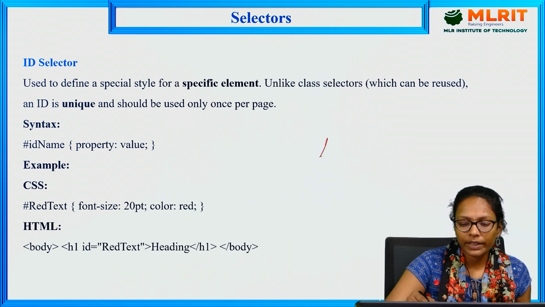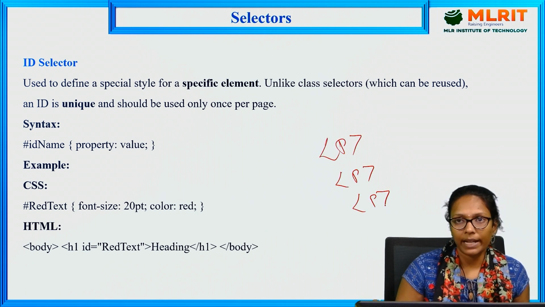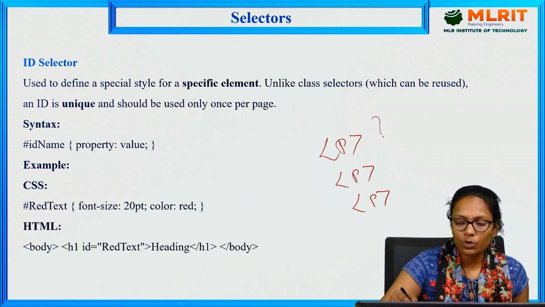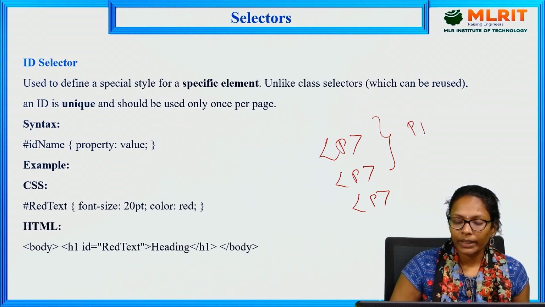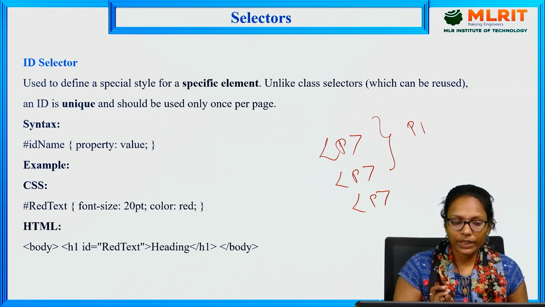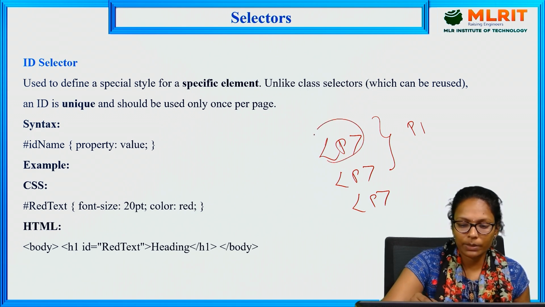So for example, I have some 3 P tags, and for these 2 P tags, the class name is same. Class name is P1. Right? In that case, I want to apply a specific property only for this first P.